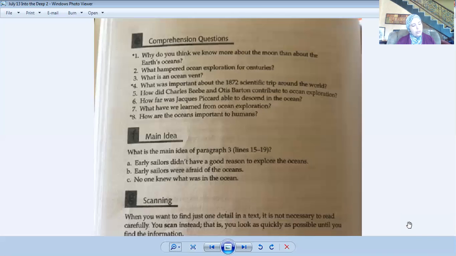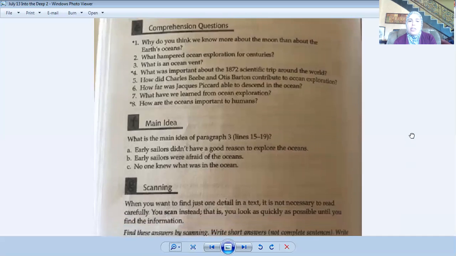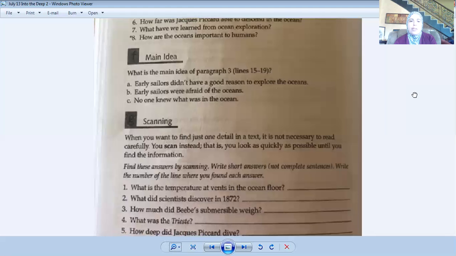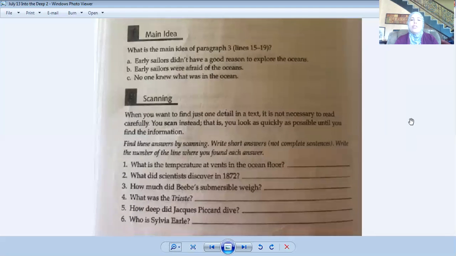Let's move on to G, scanning, which is going to be the last question that we're going to discuss in this video. And then I'll make another video to finish the other exercises. So listen to what is said over here. When you want to find just one detail in a text, it is not necessary to read carefully. You scan it. So scanning is the opposite of reading carefully: you quickly read, or look across the text as quickly as possible, until you find the information.